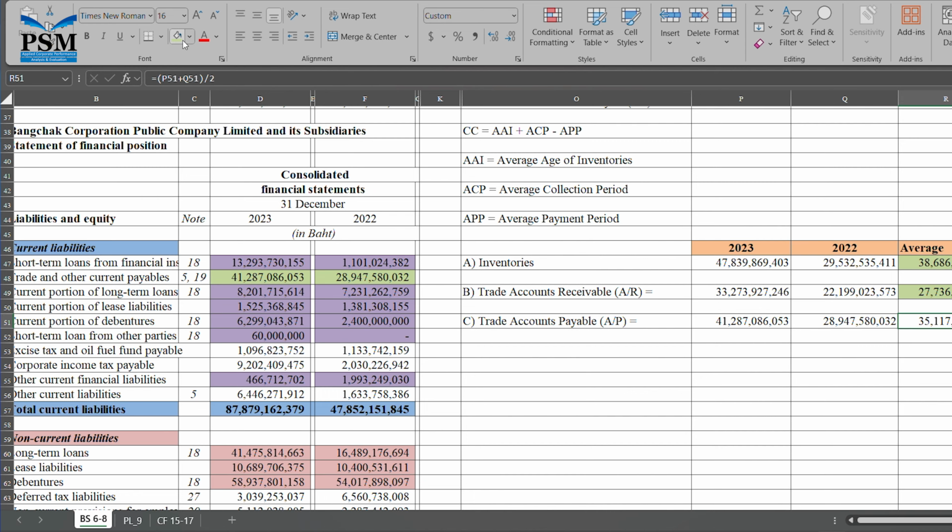We have the average inventory amount. We also have the average trade accounts receivable amount and the average trade accounts payable amount. We must have 2 more numbers, which is the sales and service revenue per day.